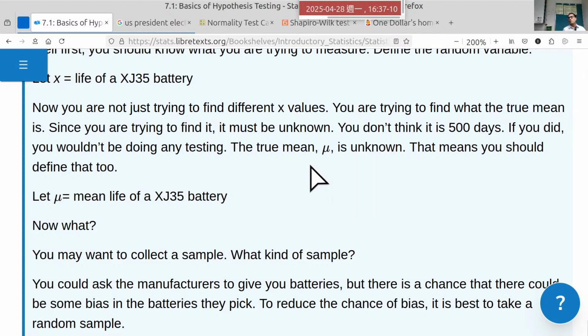The other one, x bar, is the sample mean. Again, sample, a small amount. Population, the big amount, a complete body. That means you should define that too. That mu equals mean life of an Ch7 battery.